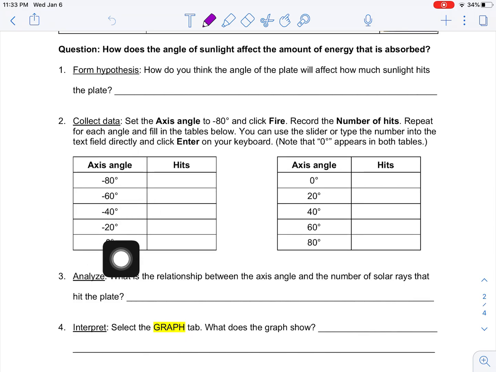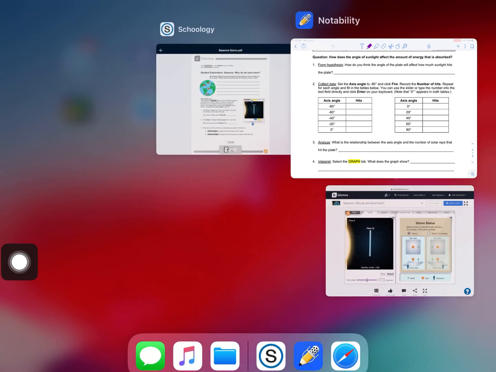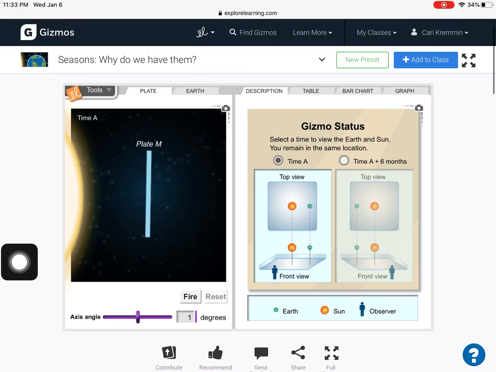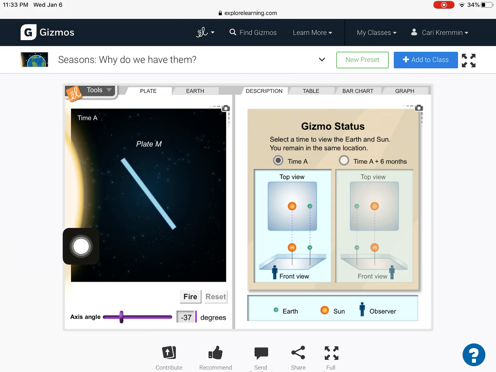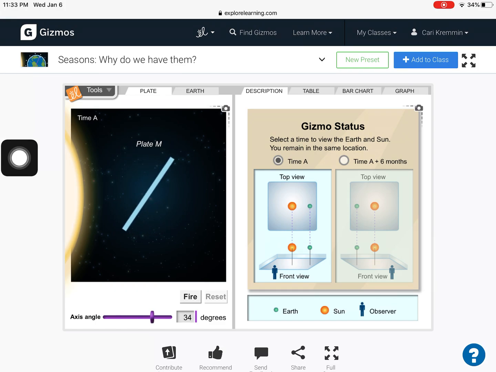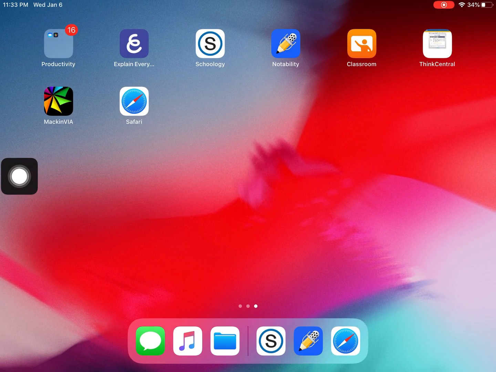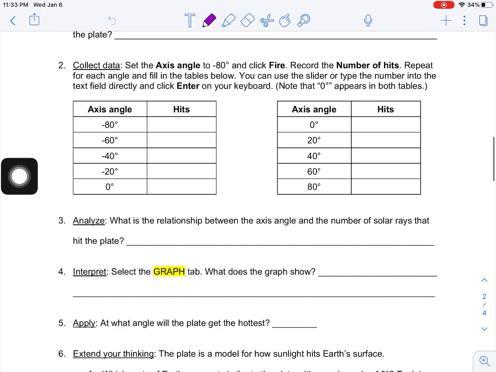Okay, we've got some negative angles here first. Negative angles just mean simply that we're going to tilt it with the northern point towards the sun. Okay, and the positive, simply tilt it the other way. So you're going to go through both of those. Each time you'll fire, you'll record what you got for the hits. Then you'll have to reset, change the angle, and record your hits. Okay, filling out those two charts.